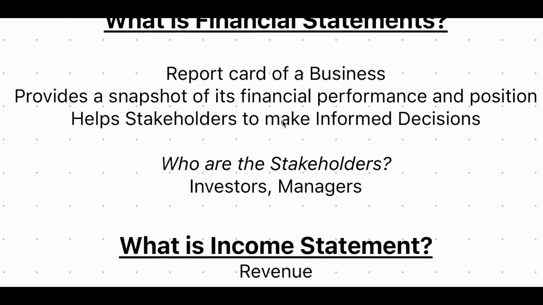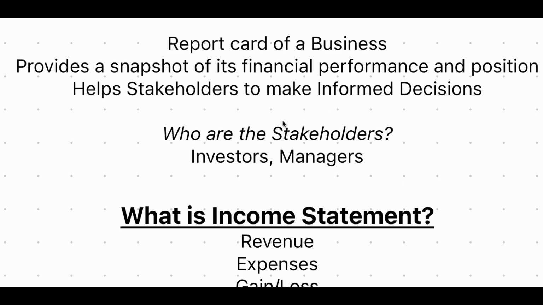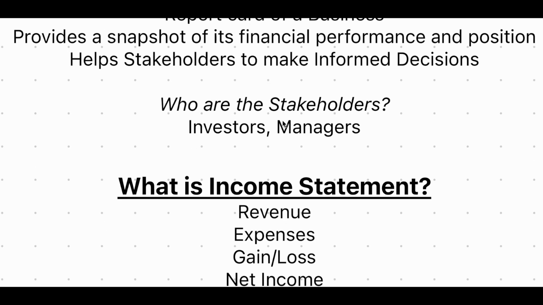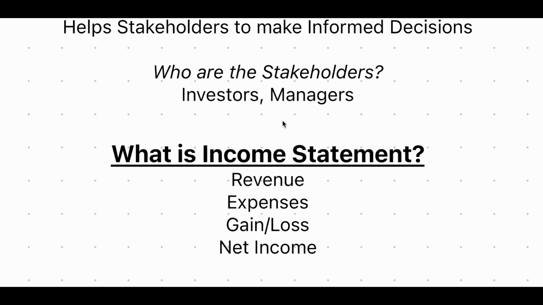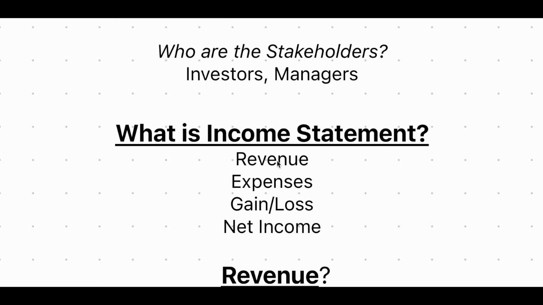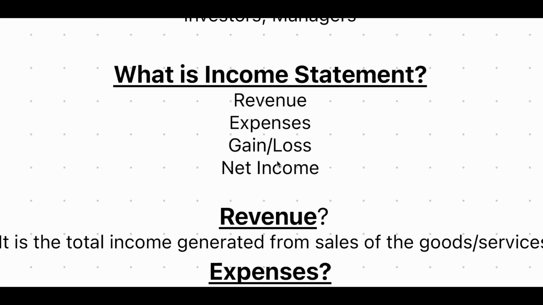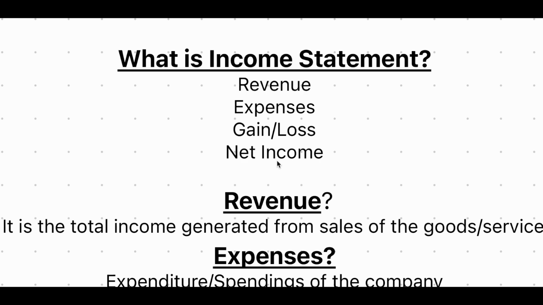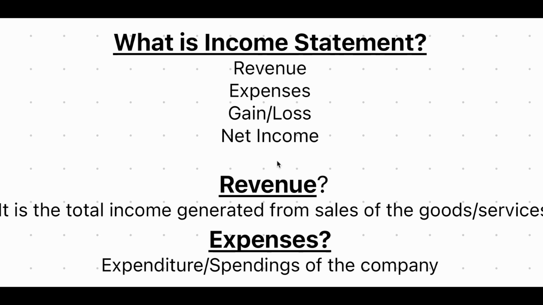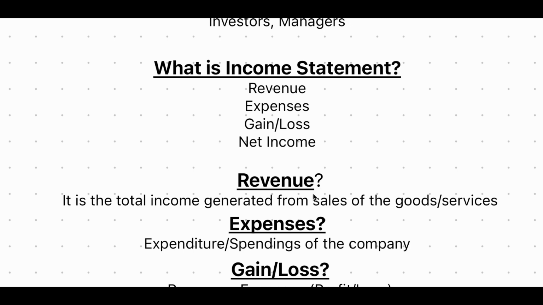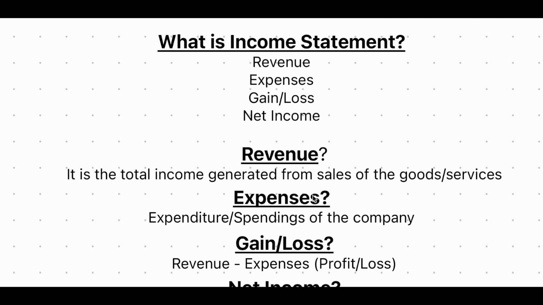Now, what is income statement? Income statement consists of revenue, expenses, gain or loss, and net income. Now, let's dive into this in depth. So, what is a revenue? So, revenue is nothing but it is the total income generated from the sales of the goods or services provided by the business or the company. Now, what is expenses? Expenses is the expenditure or the spendings of the company.